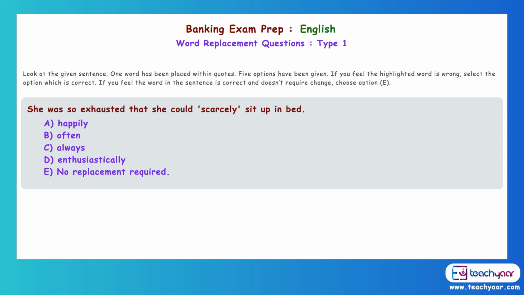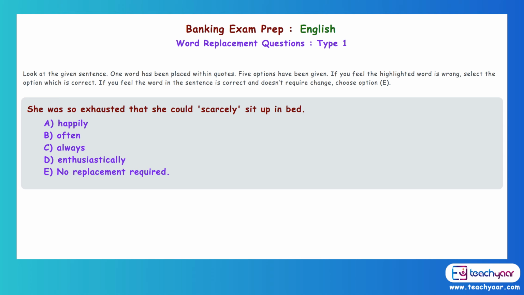Now what are the options? First, when you read the sentence, what is the impression that you get? She was so exhausted that she could scarcely sit up in bed. What's the meaning of scarcely? So you should know these word meanings. Scarcely means hardly. It was very difficult for that person to sit up in bed. So she could scarcely sit up in bed. It seems to be okay.